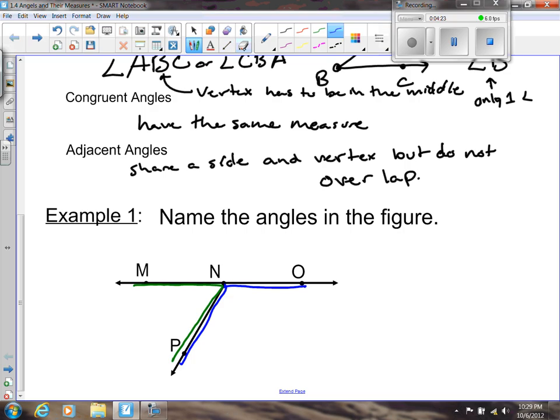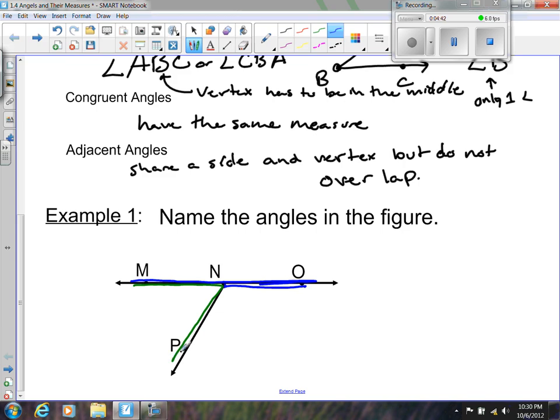Now, if I erase this angle here, and I drew a straight angle, a straight angle is an angle that has a measure of 180 degrees. This angle and this green angle, they share a ray. They have the same vertex, but are they adjacent angles? And the answer would be no, because they overlap. This angle is on the inside of that angle. So that would not work.